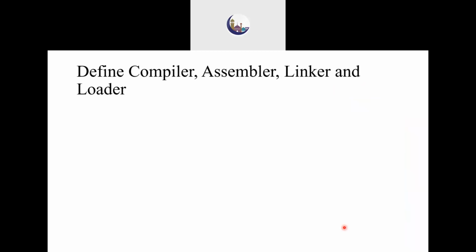Remember, I said whenever we are writing a program in high level language, we need a software which will translate our high level language into machine level language. The software is called as compiler. It will contain multiple components inside it. Each component will perform a specific task. So let us try to understand it.